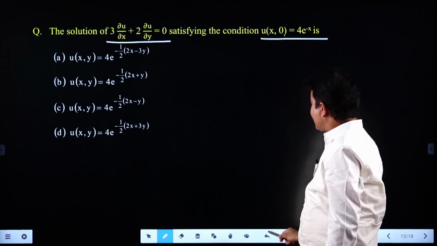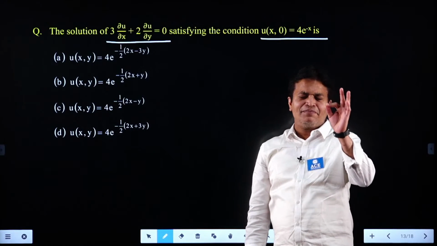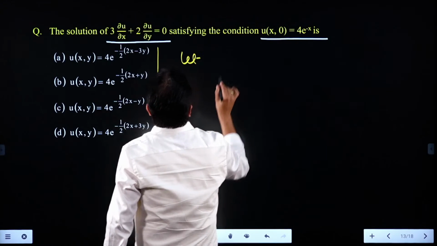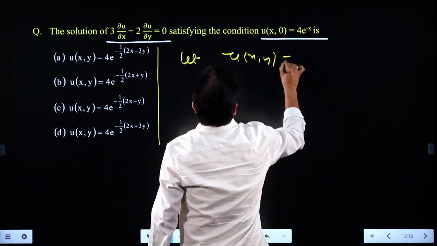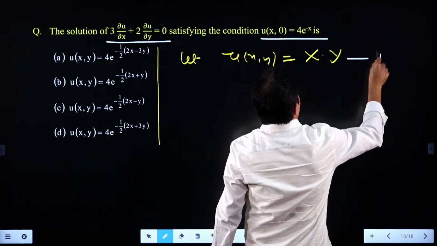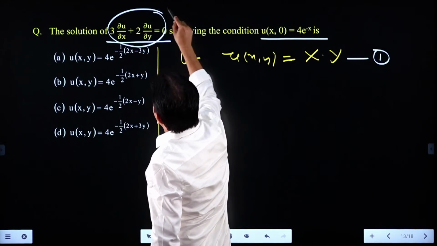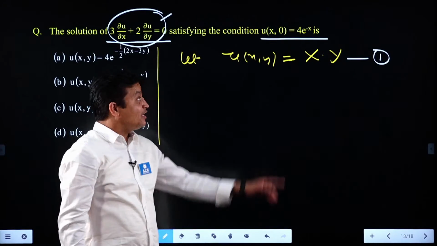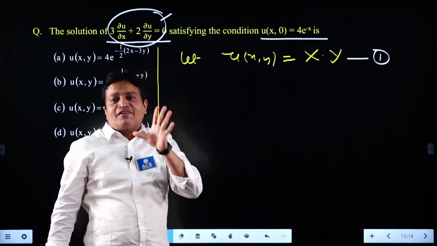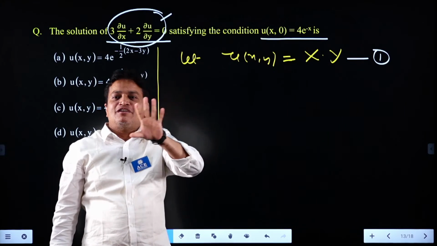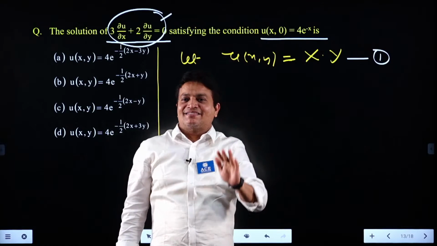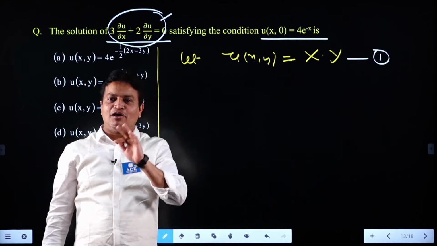Whenever you see this type of condition, then one simple method is the method of separation of variables. So what is that model? Let u of x comma y equal to capital X into capital Y is the required solution of this equation. What is that capital X? Only a function of x. What is that capital Y? Only a function of y. Why it is called the method of separation of variables means that capital X is involving small x, capital Y is involving small y.